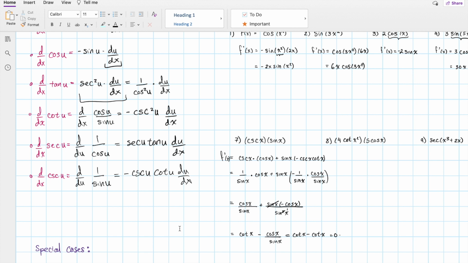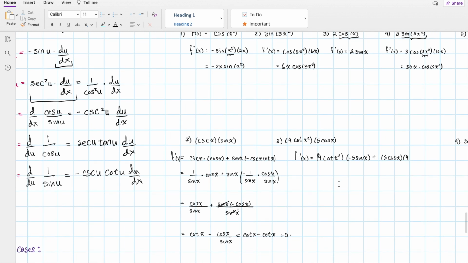Okay, number 8. Again, first and second, so f prime of x, take the first term, 4 cotangent of x squared, multiply by the derivative of 5 cosine of x, which is negative 5 sine of x, plus the second term, 5 cosine of x, multiplied by the second derivative here. So we have 4, derivative of cotangent, notice, is negative cosecant squared. Okay, let's remember that, negative cosecant squared.